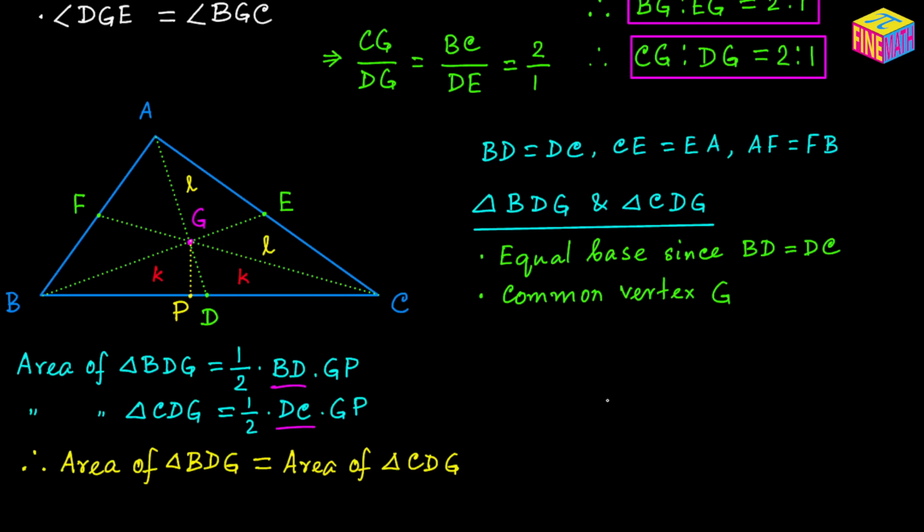Using the same process, we can also prove that the area of the triangle AFG and the triangle BFG will also be equal because they have equal base and they share a vertex. They have a common vertex and equal base on the same straight line. So they will also have equal area, and let's denote that with a lowercase m right here.